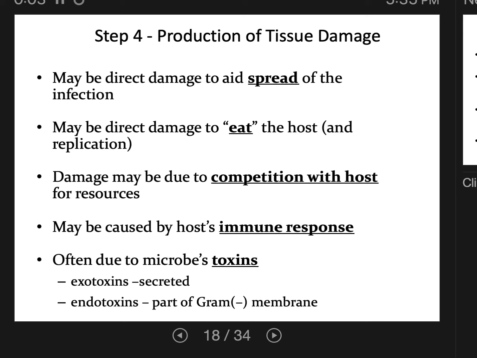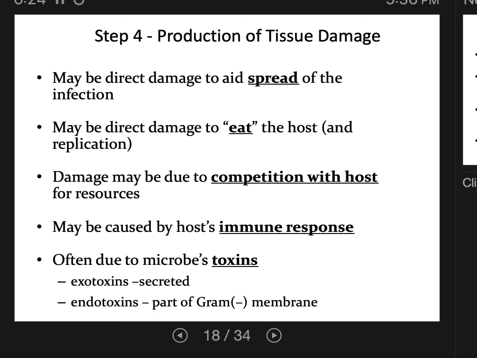So now we're on step 4, production of tissue damage. There's a number of reasons a pathogen might benefit from damaging your tissues. One is to aid spread of the infection to other parts of your body. So it gets rid of the tissues that are blocking it, essentially, or bores through the tissues that are blocking it. Another reason is to eat you, because remember, these are chemoheterotrophs.